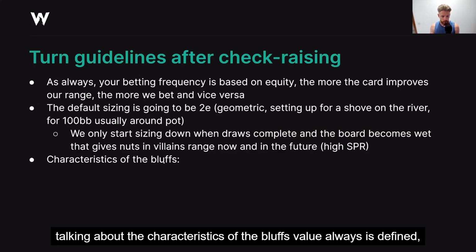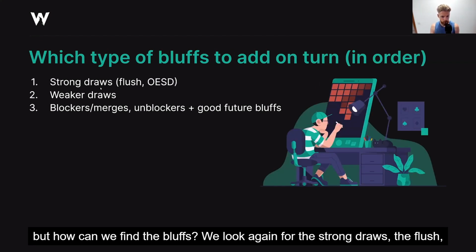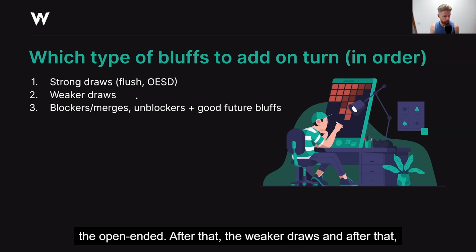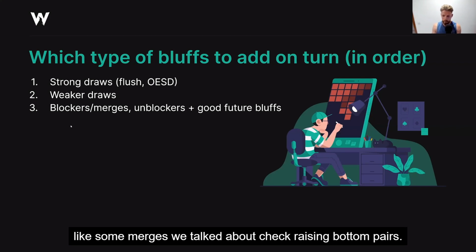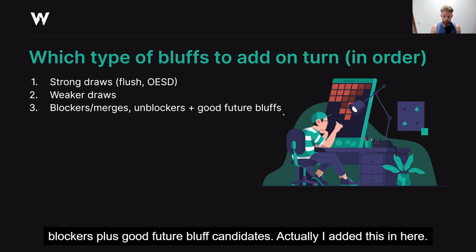Again, talking about the characteristics of the bluffs, value always easy to find, but how can we find the bluffs? We look again for the strong draws, the flush, the open-enders. After that, the weaker draws. And after that, like some merges, we talked about check raising bottom pairs. Now, these are hands that usually start to become bluffs on turn. Unblockers plus good future bluff candidates.